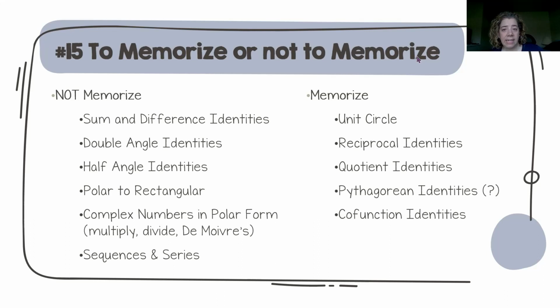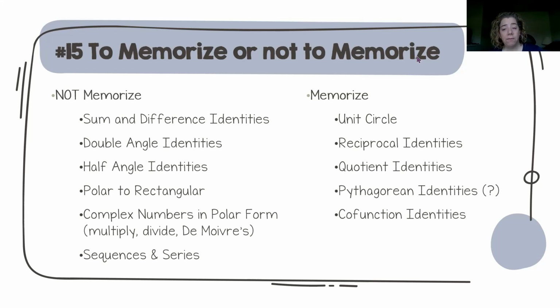Pythagorean identities, I put a question mark by that because I personally think they should memorize sine squared plus cosine squared equals 1 and be able to generate the other two, but I have colleagues that don't agree with that. So decide for yourself.